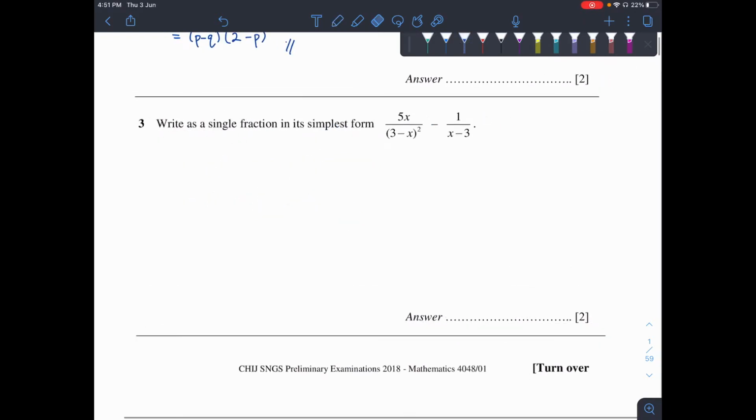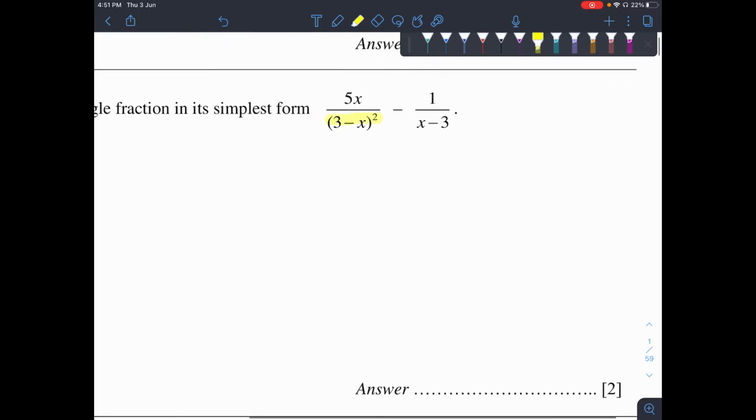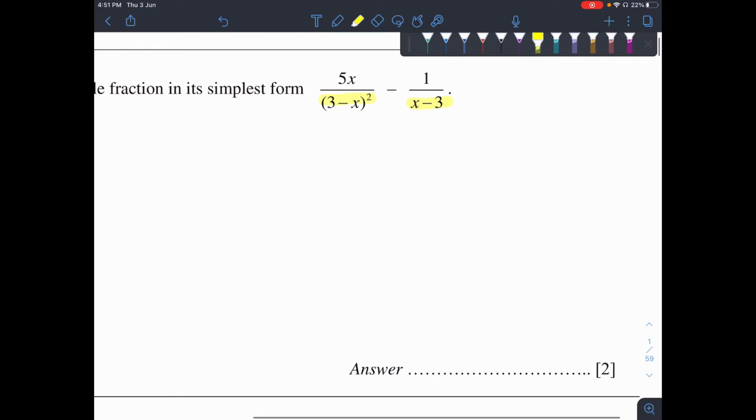Okay, so for the next question, they want us to write this in a single fraction in its simplest form. Okay, so first thing you want to do is that you notice that 3 minus x squared is similar to x minus 3. So there is a way that we can make it into a single fraction, and that would be to change 3 minus x squared into x minus 3 squared. Okay, so we know that 3 minus x squared is the same as x minus 3 squared. Okay, so you do it like this.